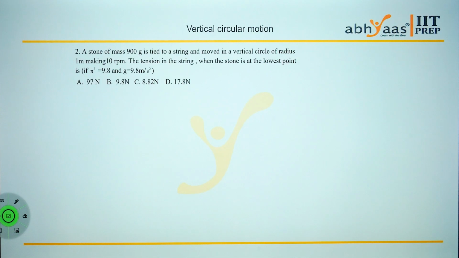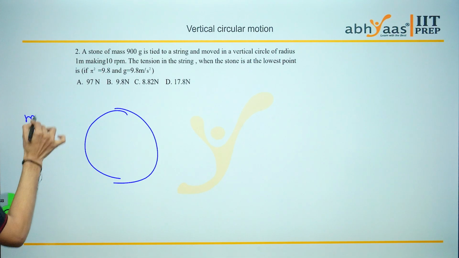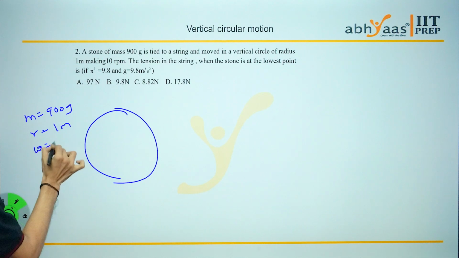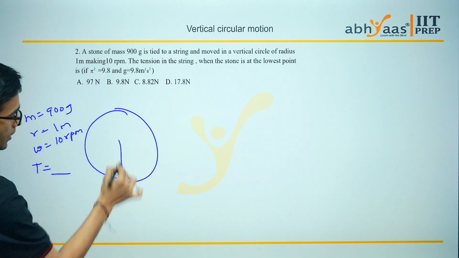Okay, now going to the next one. A stone of mass 900 grams is tied to a string and moved in a vertical circle of radius 1 meter, making 10 rpm. Find the tension in the string when the stone is at the lowest point. So in the vertical circle, mass is 900 grams, radius R is equal to 1 meter, omega is 10 revolutions per minute. Tension we need to calculate at the lowest point.